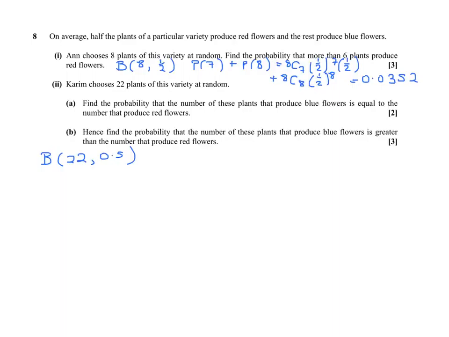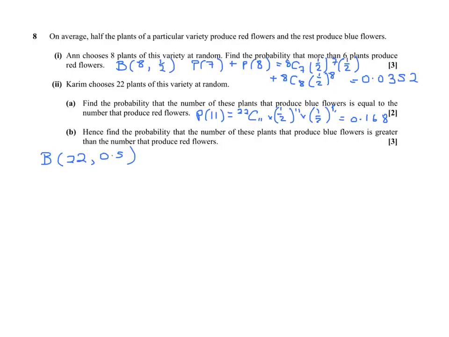Part A, equal blue, equal red. In other words, the probability that I get 11. So that is 22C11 times p to the 11 times 1 minus p to the 11. 3 sig figs gives me an answer of 0.168.